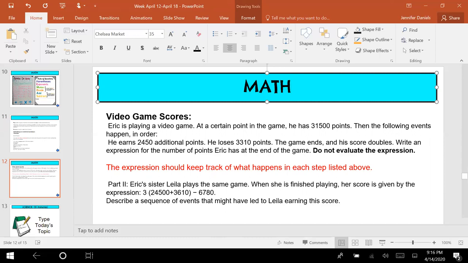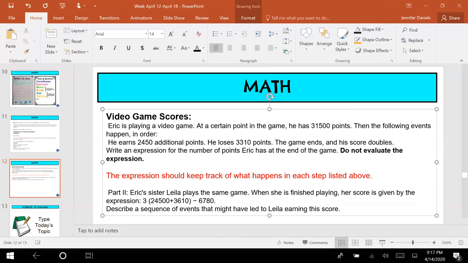Okay. He earns 2,450 additional points. He loses 3,310 points. The game ends and his score doubles. Write an expression for the number of points Eric has at the end of the game. Do not evaluate the expression, okay? What we did was we wrote the expression and evaluated. But with this one, I only want you to start out with coming up with an expression for this word problem based on those key words, okay?